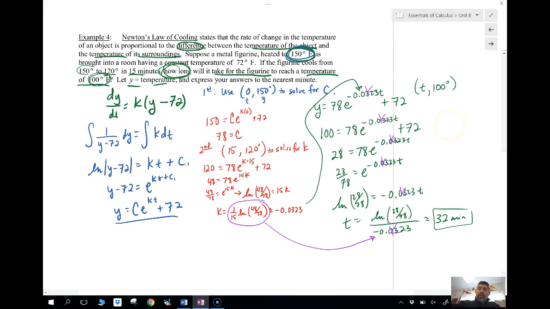Okay, guys, there is my other example for exponential growth and decay. This is called Newton's law of cooling.